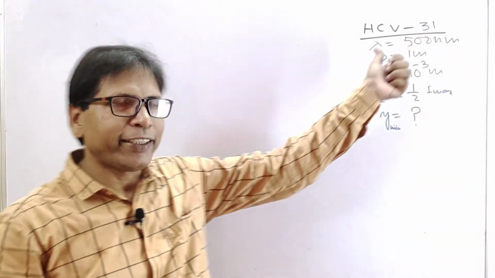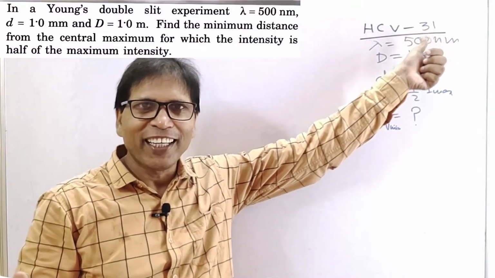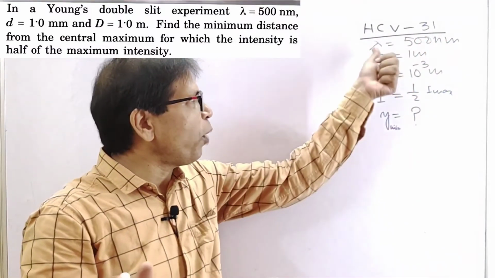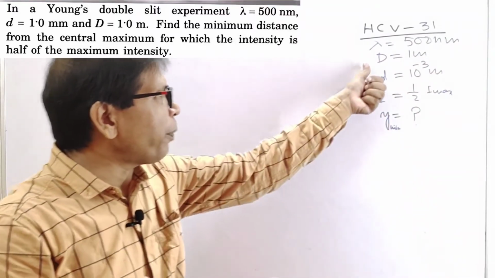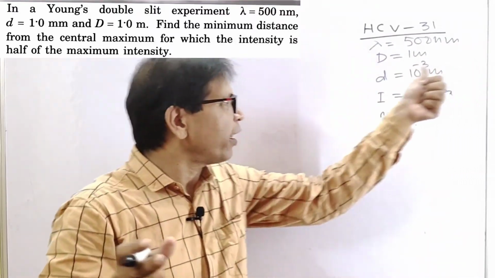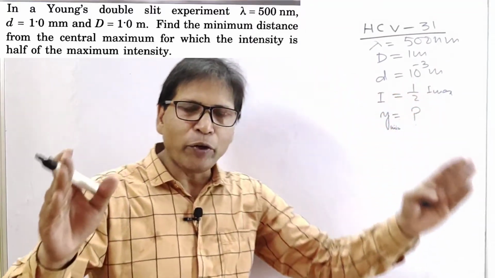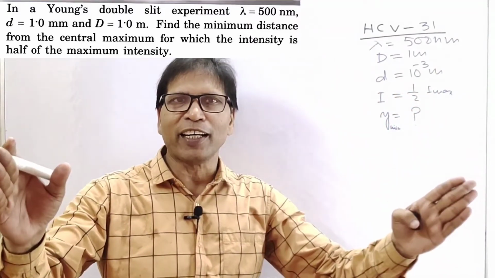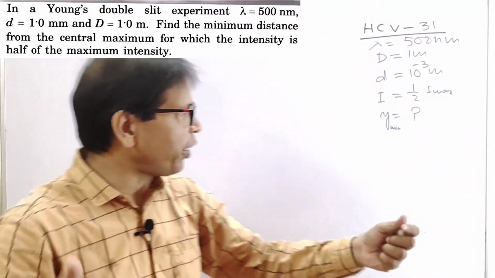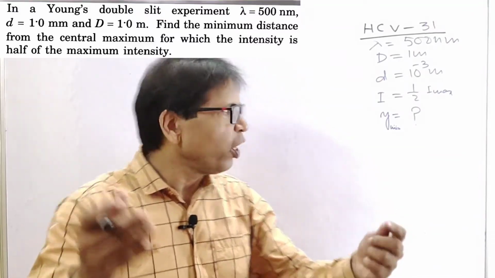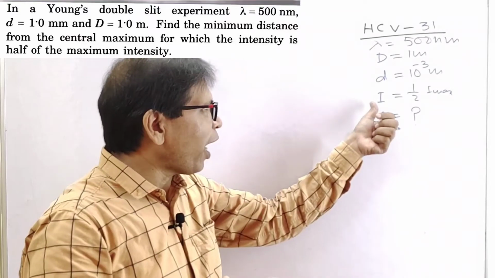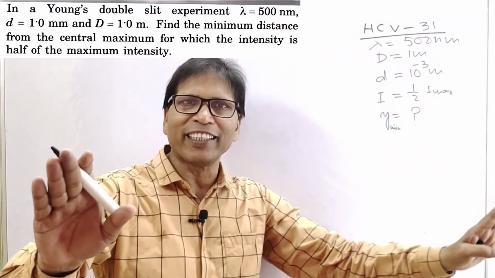Understood? Now H.C. Verma 31. In YDSE, the wavelength of light used is 500 nanometer. Capital D equals 1 meter and small d equals 10 to the power minus 3 meter. We have to calculate the minimum distance from the center of the screen where the intensity becomes half of the maximum intensity.